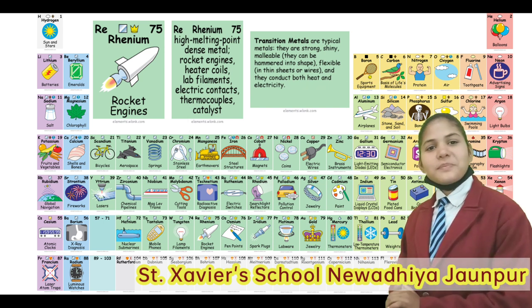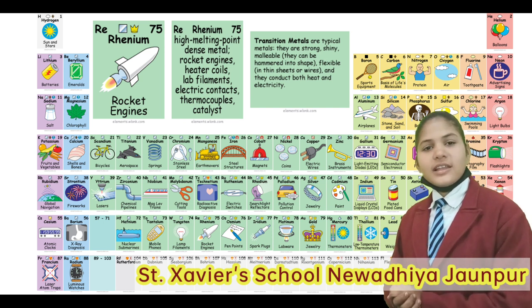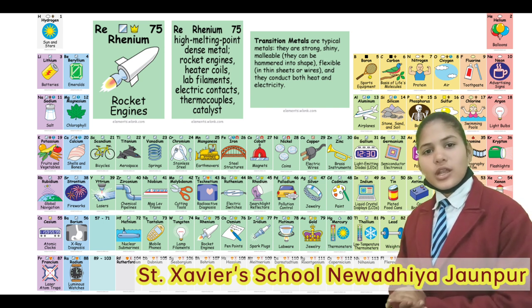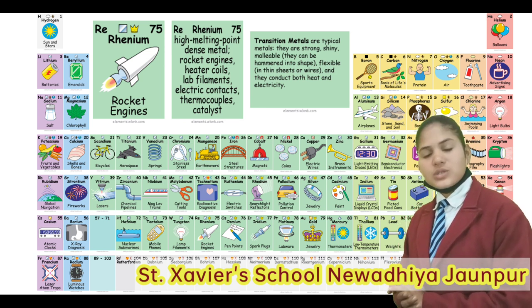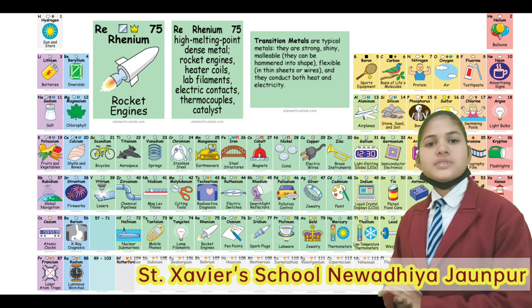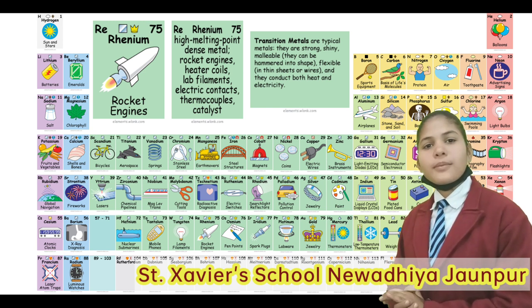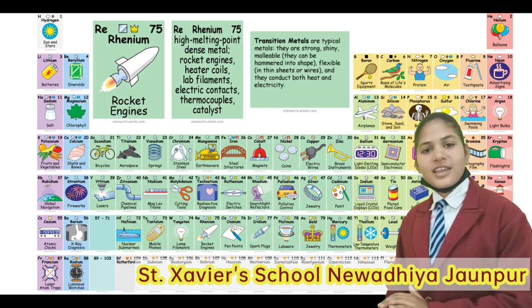Tin is used in plated food cans. Antimony. Antimony is used in car batteries. Tellurium. Tellurium is used in thermoelectric coolers. Iodine. Iodine is used as a disinfectant. Xenon. Xenon is used in high intensity light. Cesium. Cesium is used in atomic clocks. Barium. Barium is used in X-ray diagnosis.